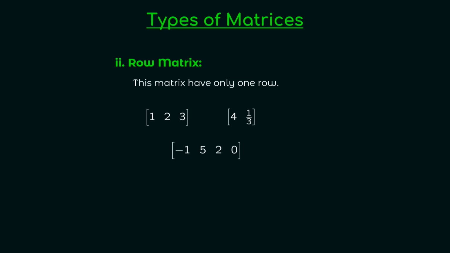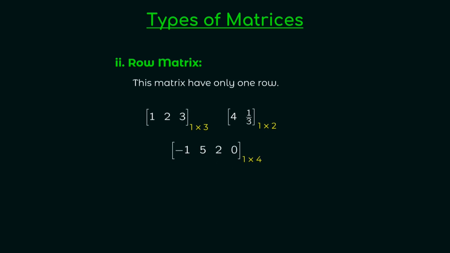And finally, -1, 5, 2, 0. This also has a single row but 4 columns. Now once again, what are the orders of these? The first one has 1 row and 3 columns, so 1 by 3. And the second matrix has 1 row and 2 columns, 1 by 2, number of rows by number of columns. And the last matrix is a 1 by 4 matrix, right? There is 1 row and 4 columns.